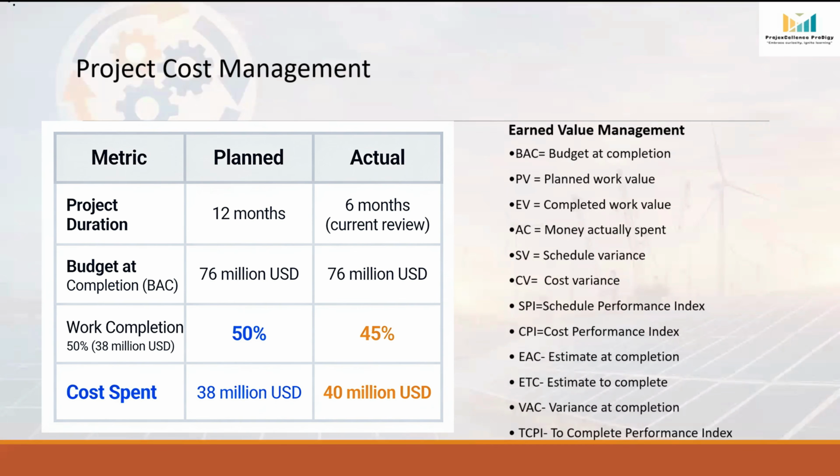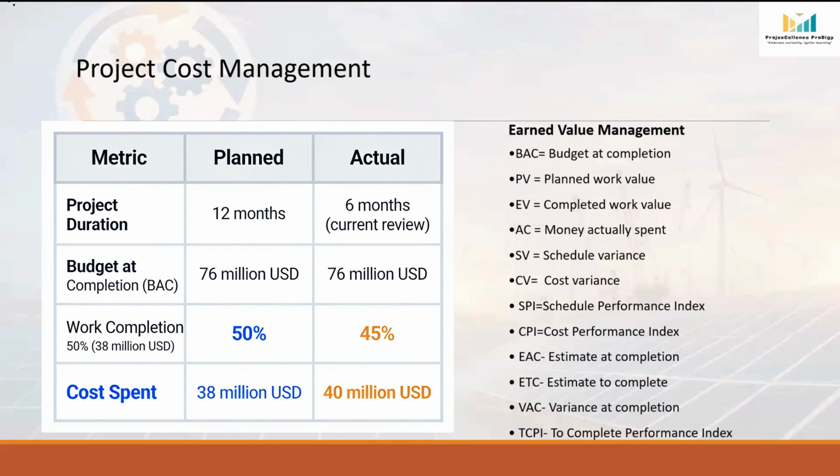Now imagine we are reviewing the project after 6 months. According to the original schedule, by now 50% of the work should have been completed. However, the actual project status is slightly different. Only 45% of the work has actually been completed, and the company has already spent $40 million. Using this information, let's understand every EVM term one by one.